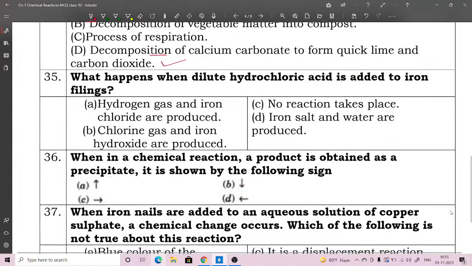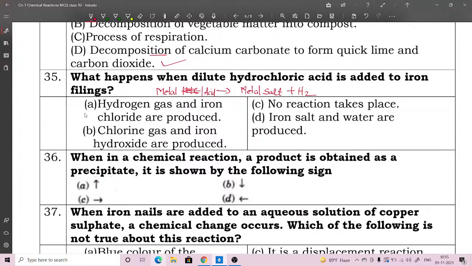Question number 35. What happens when dilute hydrochloric acid is added to iron filings? Okay. Iron is a metal. When hydrochloric acid is added to a metal, let me write it as acid, any acid, you get metal salt, and hydrogen gas is liberated.